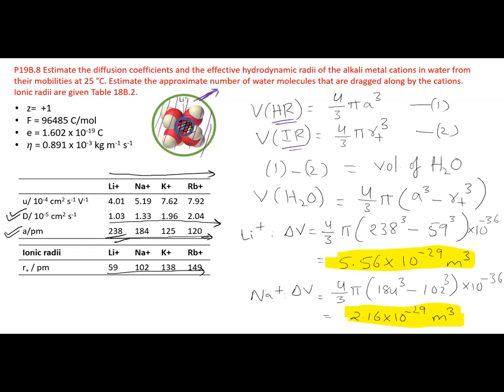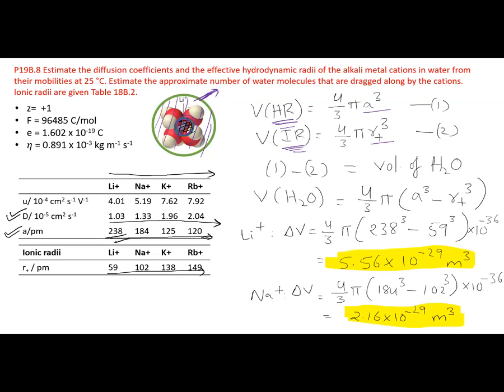So I can calculate the volume based on the hydrodynamic radius and also from the ionic radius by these two equations. Here I use the hydrodynamic radius and here is the ionic radius. If I subtract 2 from 1, I can get the volume of water, right? So the volume of water is equal to 4 over 3 times pi times (a cube minus r sub plus cube).